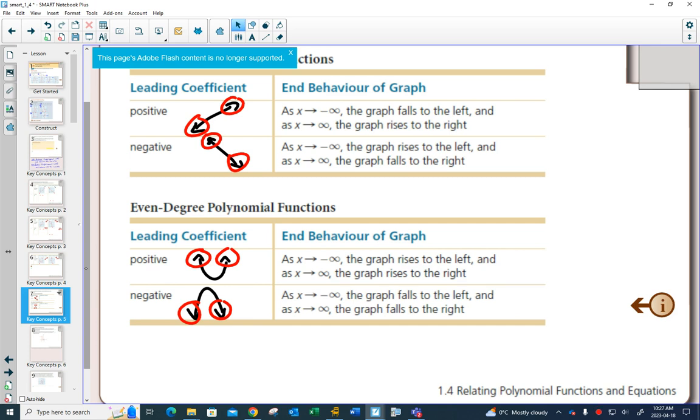So when we talk about end behavior of graphs, they're either odd or even. Odd ones act like lines, even ones act like parabolas, and all we have to look at is the leading coefficient, the number in front. Is it positive or is it negative?